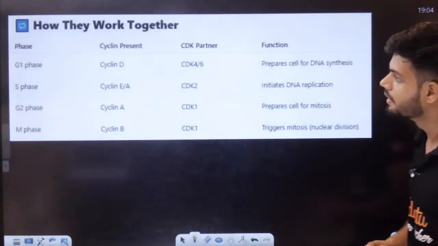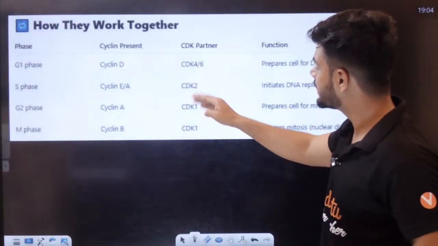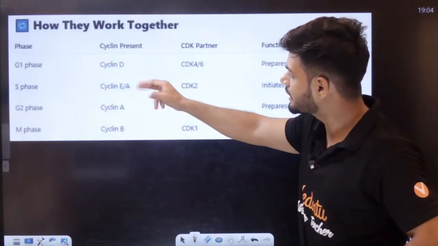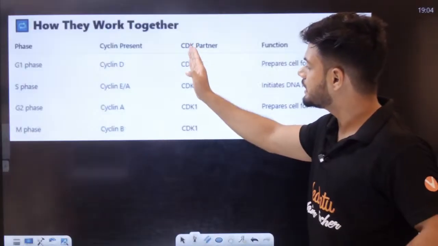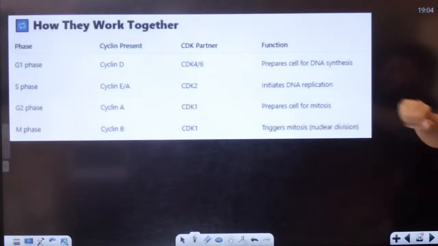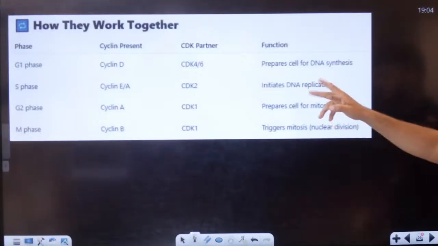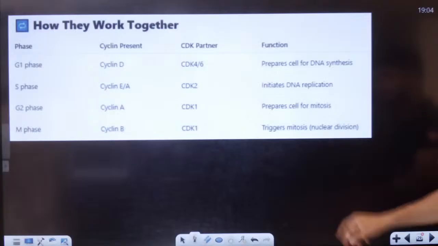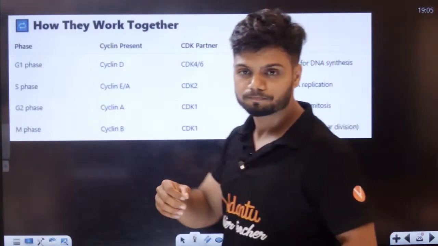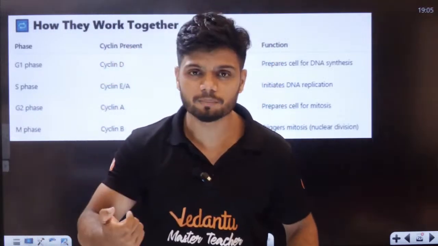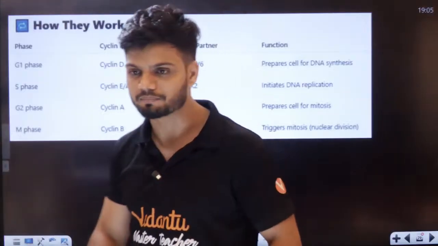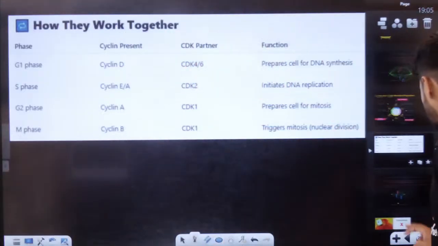You can see, students, here we have CDK4/6, CDK2, CDK1, and cyclin D, cyclin E, cyclin A, cyclin B. So this CDK partner and cyclin together will control all the functions: initiation of DNA replication in S phase, preparation of the cell for mitosis, triggering the mitotic division. Every single step in the cell cycle is controlled by cyclins and CDKs, cyclin dependent kinase, which is the enzyme. Those two completely control the entire cycle.